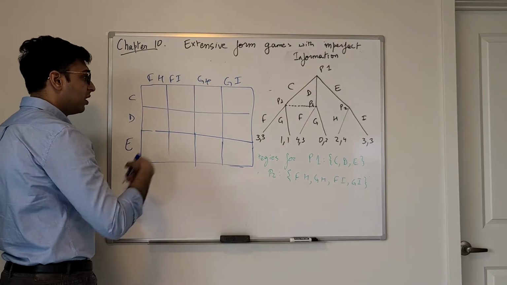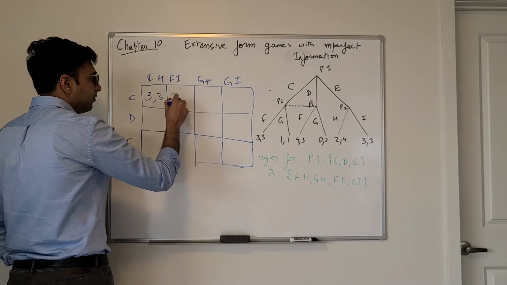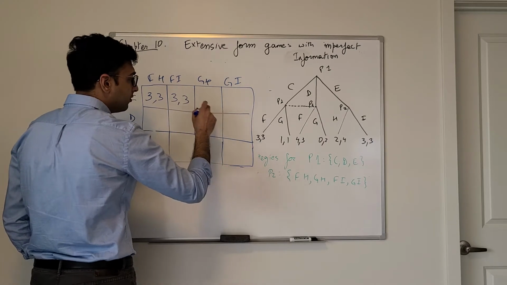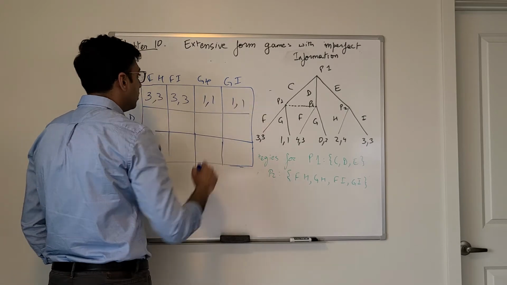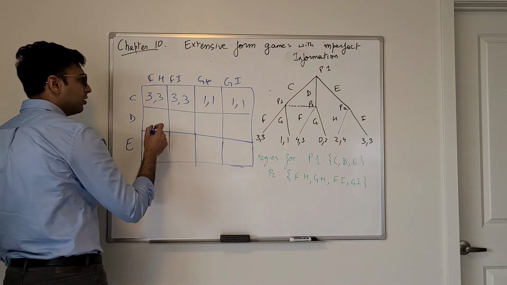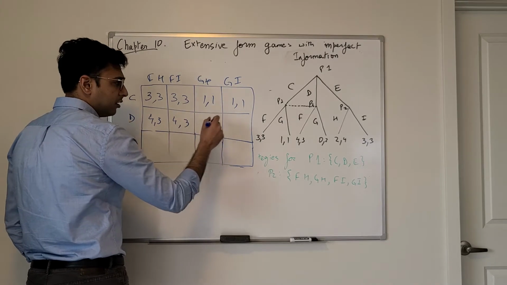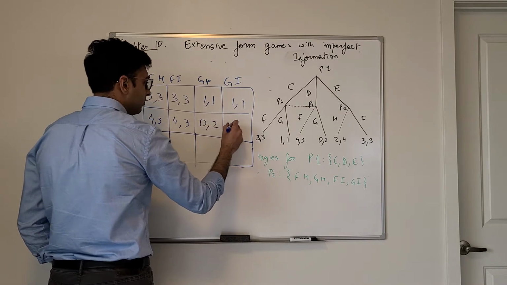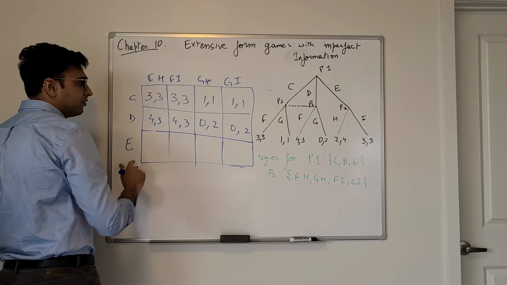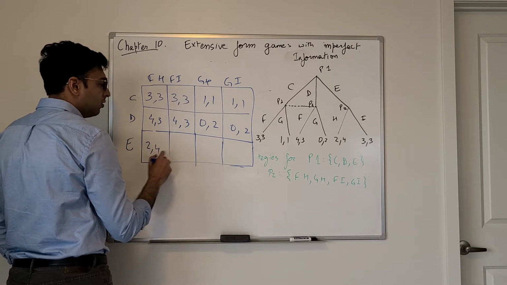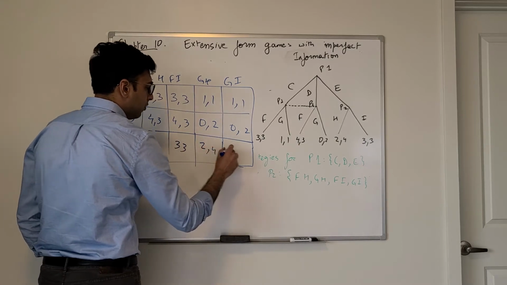Okay, player 1 plays C, player 2 plays F, we get 3 and 3. Player 1 plays C, player 2 plays G, we get 1 and 1. Player 1 plays D, player 2 plays F, we get 4 and 3. This becomes 0 and 2. Player 1 plays E, this H is relevant, so then that comes to 4. EI is 3, 3, 2, 4, 3, 3.